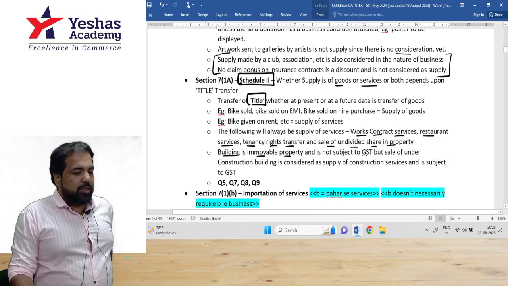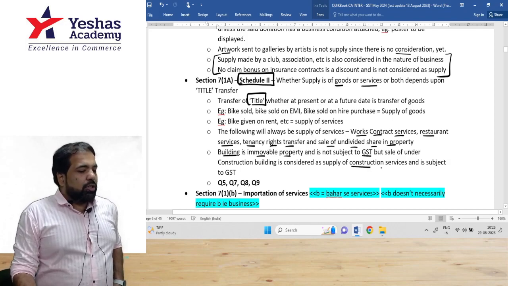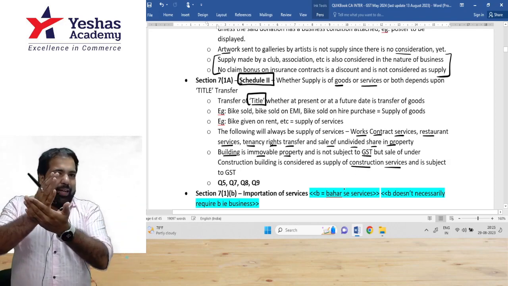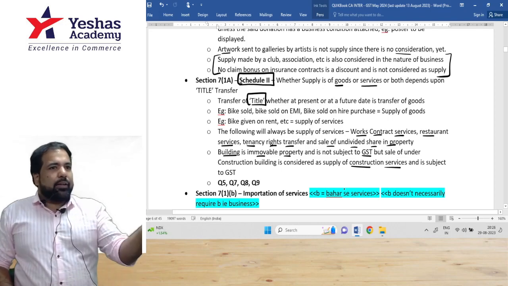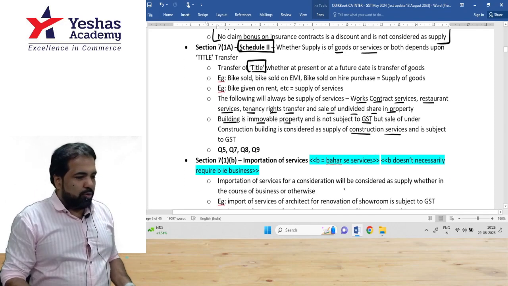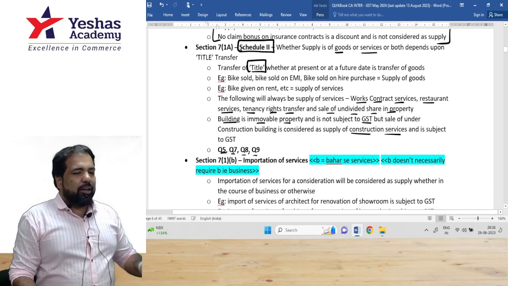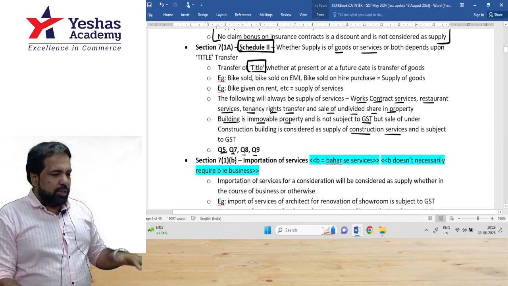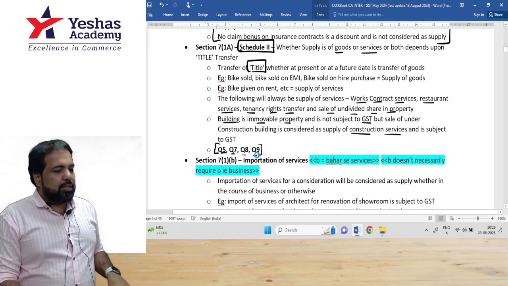Guys, building is immovable property. Will it be subject to GST? No. But if you buy construction services, remember the date of the completion certificate: before that, GST; after that, no GST. Super, guys. These are the questions you will do at this stage from the ICAI material, or you can use our book also, but the numbers will change.